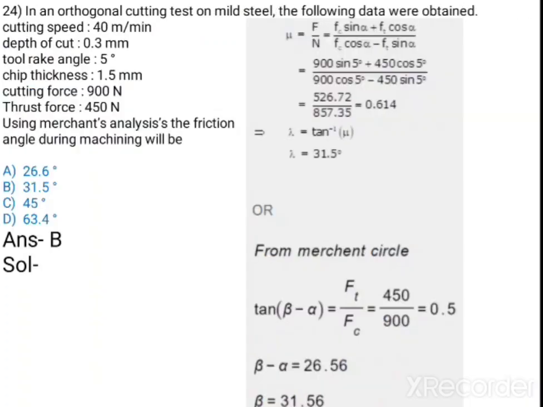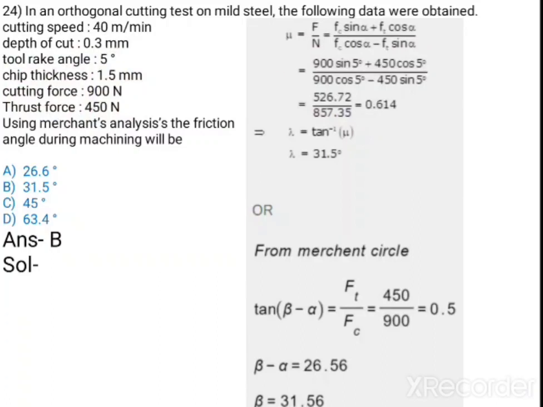Now next question 24. In an orthogonal cutting test on mild steel, the following data are obtained. Cutting speed is given, depth of cut is given, tool rake angle is given, chip thickness is given, cutting force, thrust force, all the parameters given. Using Merchant analysis, the friction angle during machining will be, yes, so they ask for the beta angle. Yes, so you have to use the formula mu is equal to F by N directly.